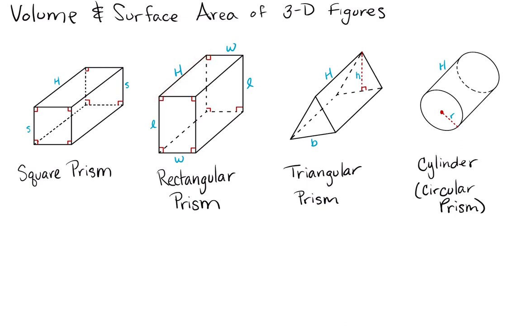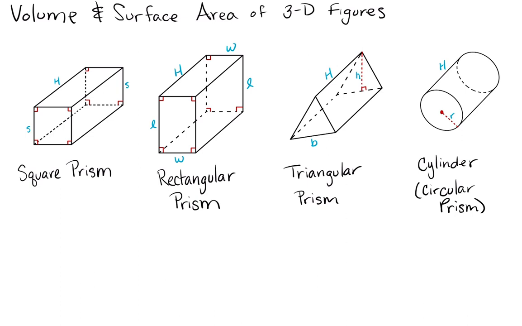The triangular prism is just like the square and the rectangle, but the edge is a triangle. So on that edge we have a base of the triangle, we have a height of the triangle, and then we also have a height of the overall prism. Make sure you're careful with these letters here. One is a lowercase h and one is a capital H. The lowercase h is the height of the edge of the prism where the triangle is, and the capital H is the distance between those two triangles on the edges.